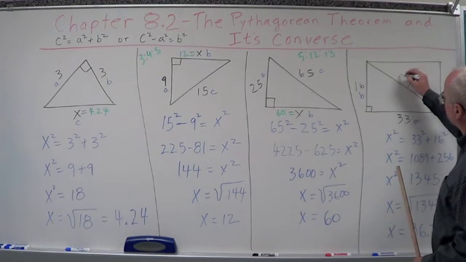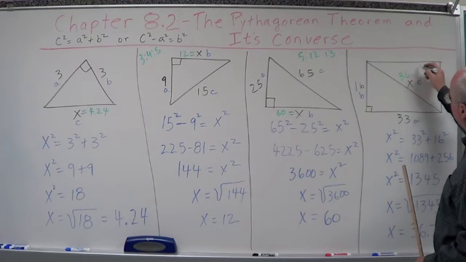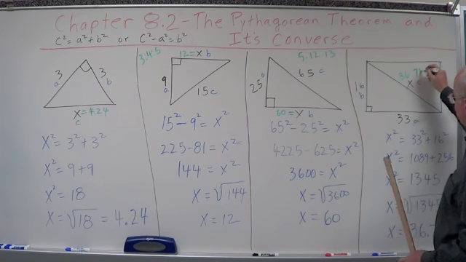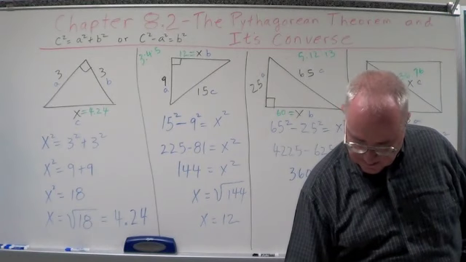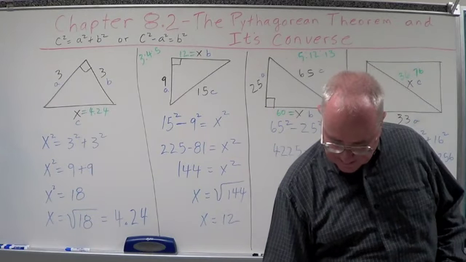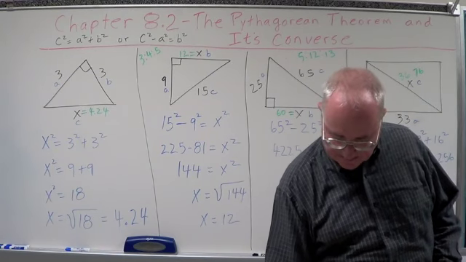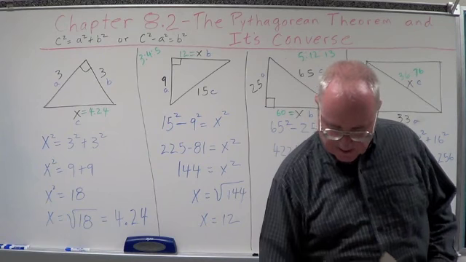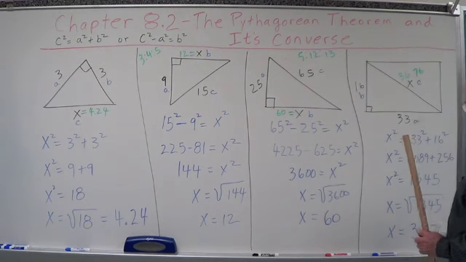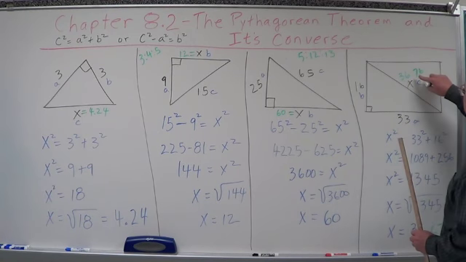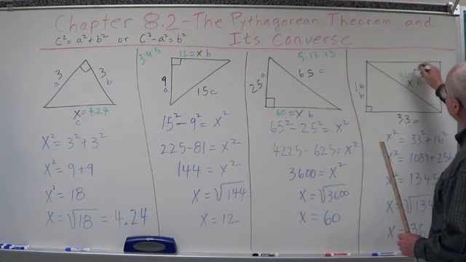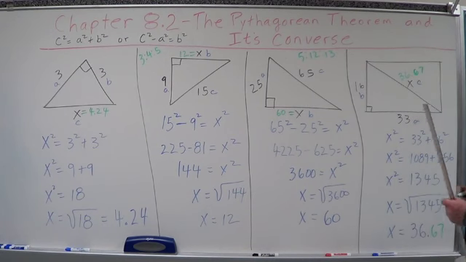X equals approximately 36.76? Yeah, I think so. Let's try that and see, make sure. Nah, it's 36.67, I believe. Yeah, let's try that one. I got those mixed up. 6, 7. So this is going to be 36.67.